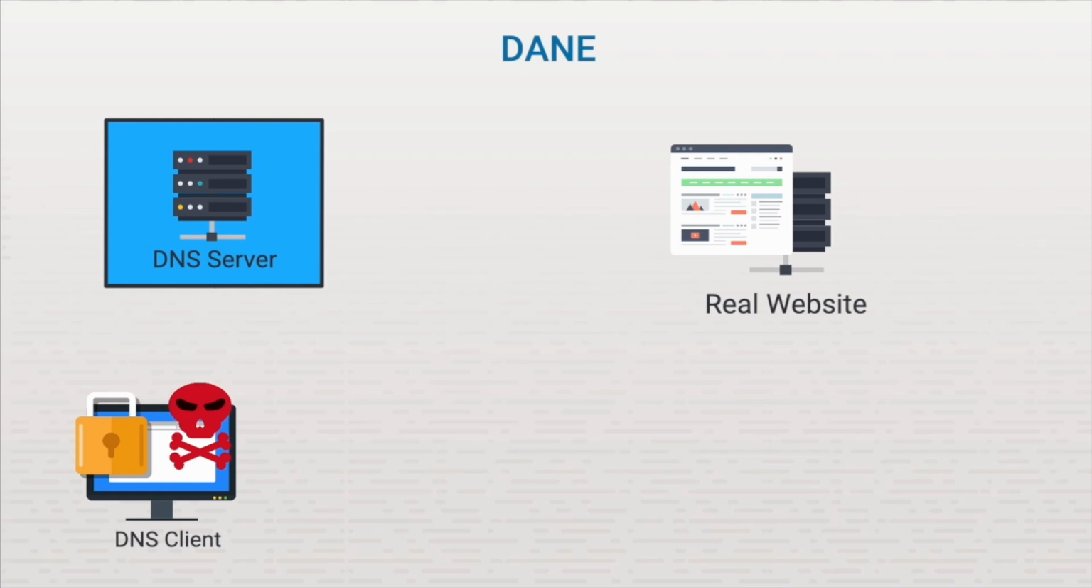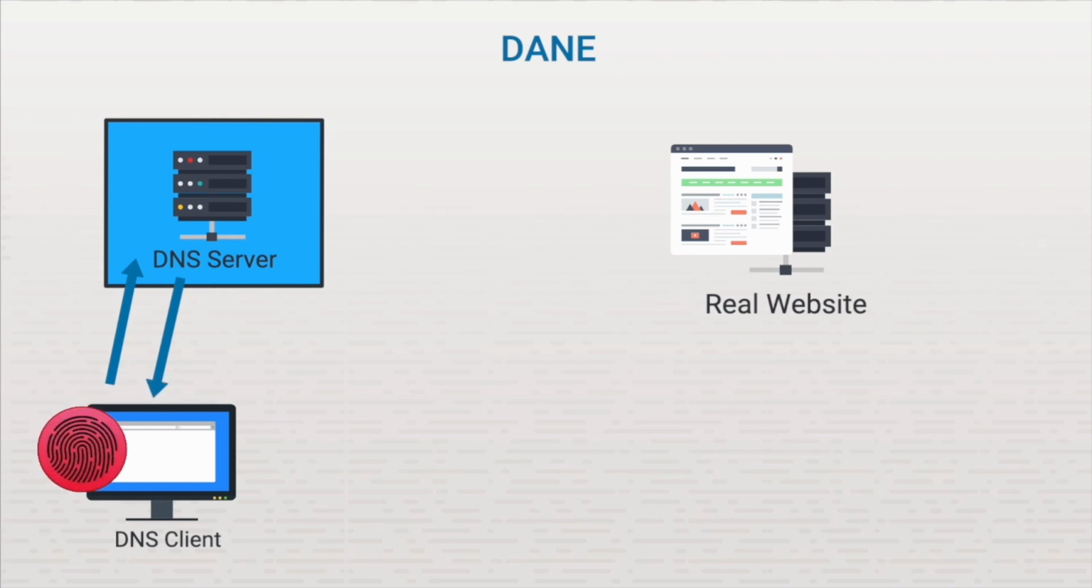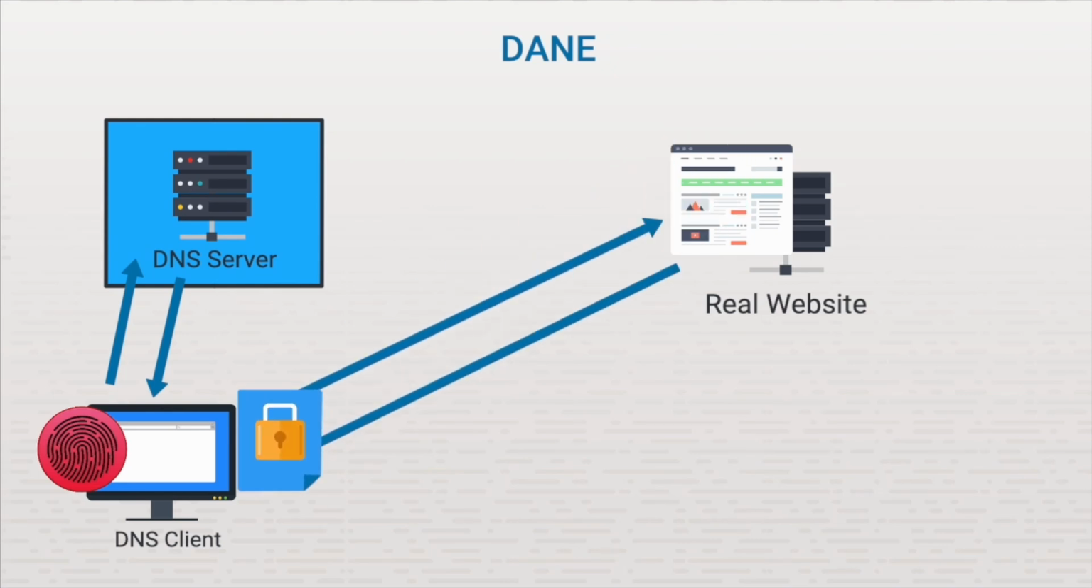This is where DNS Based Authentication of Named Entities, or DANE, can help us. When a DANE-configured client queries a DANE-configured DNS server, the server will return not only the A or Quad A record, but also a Transport Layer Security Authentication, or TLSA record. This record tells the client which digital signature to look for from the legitimate server. When the client contacts the server, the client compares the server's digital signature to the one from the TLSA record. If they match, the client will connect to the server.